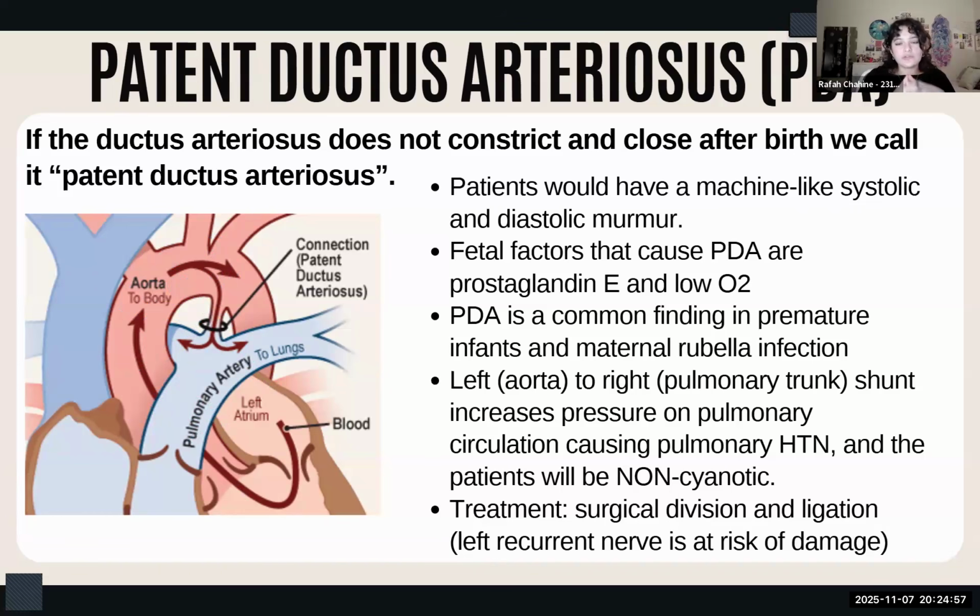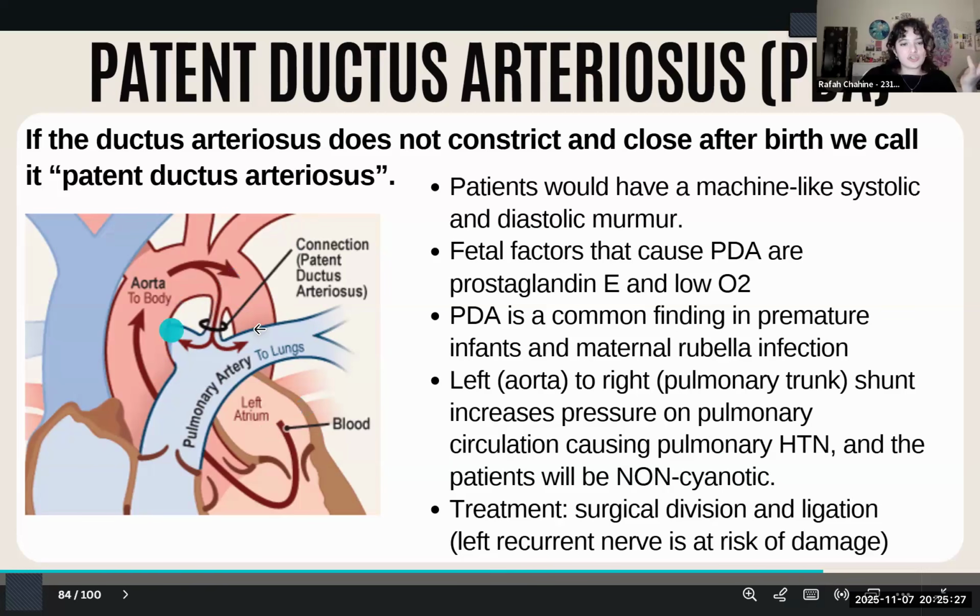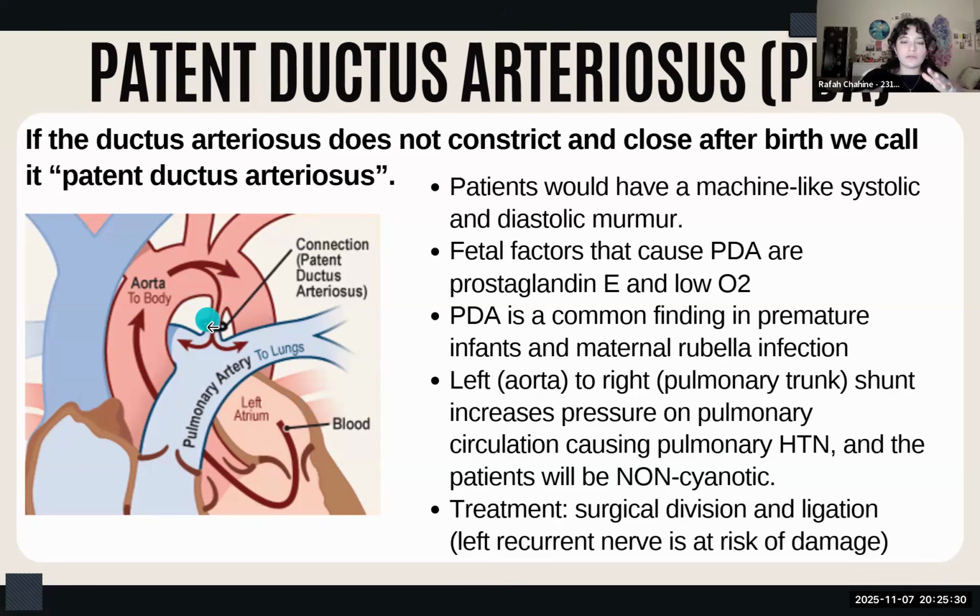Left to right shunts are not characterized by cyanosis. Okay, why? Because the aorta is supplying oxygenated blood. That's it. Okay, there is no deoxygenated blood going into the aorta. So the patient is still fine in terms of oxygenation. It's just a bunch of pressure going to this pulmonary trunk that can later on affect the lungs. When it affects the lungs, we're going to call this pulmonary hypertension. And make sure that these patients will be non-toxic. Okay. Treatment of this is going to be surgical division and ligation of this patent ductus arteriosus. And as you guys already mentioned, the left recurrent laryngeal nerve passes under it. And so the surgery can possibly damage it, and these patients can present with a hoarseness, excessive cough, etc.